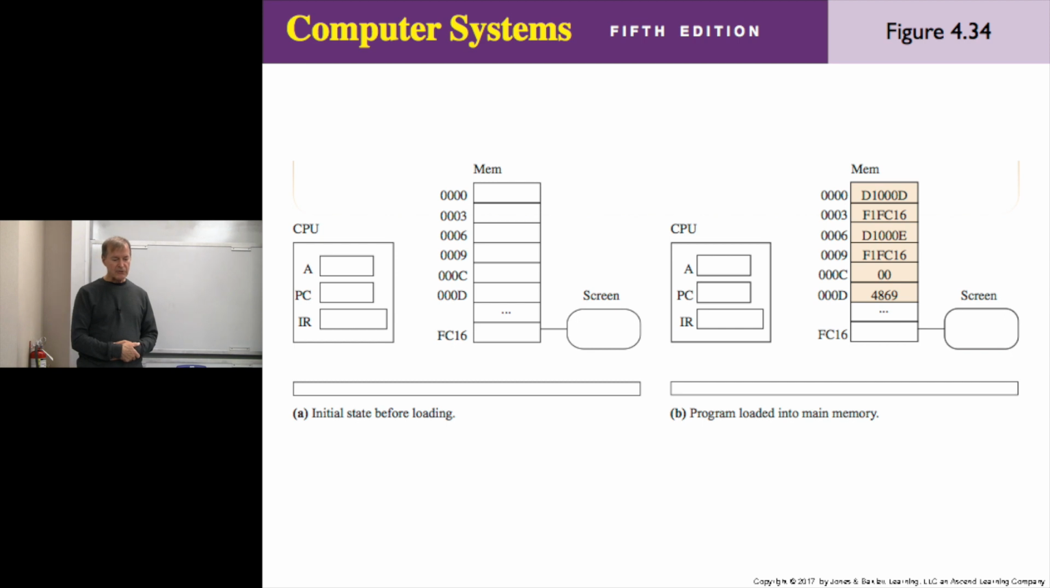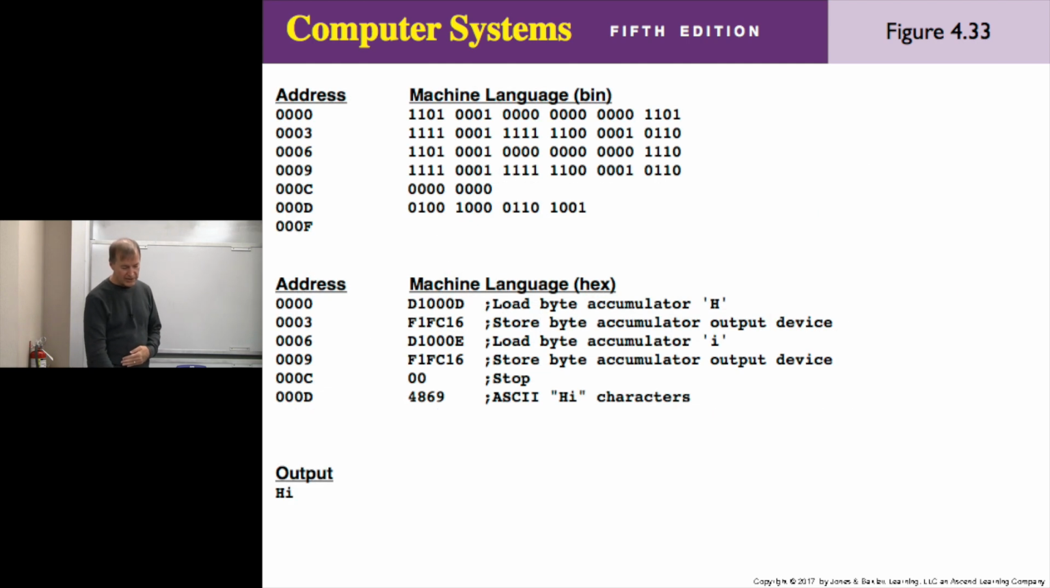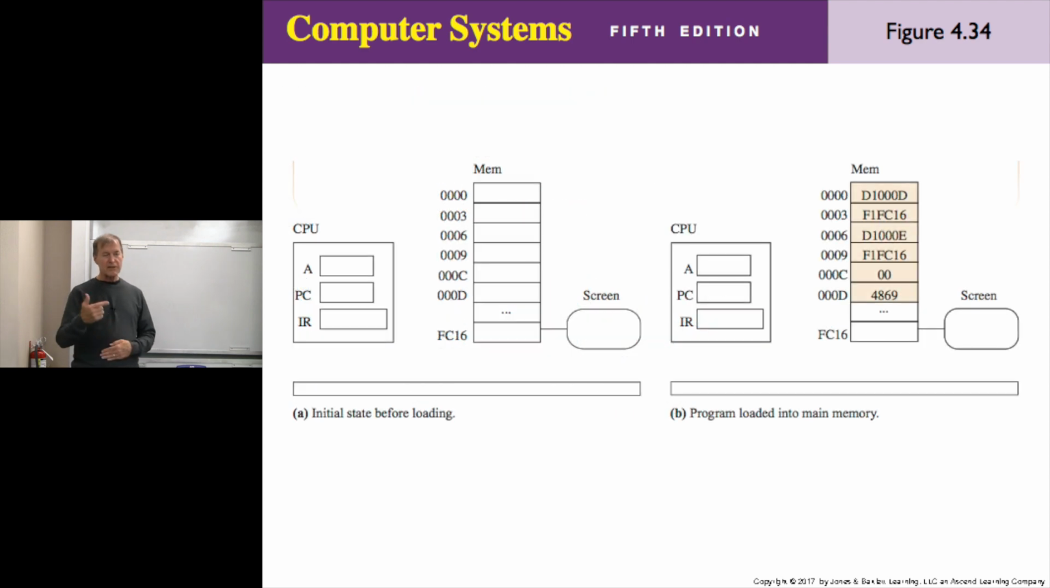In figure 4.34 part B, you see at mem sub 0000, the content is D1000D. So if you go back here, that is the first instruction of the program. It's the function of the operating system loader to do this. That has to happen before you start the von Neumann cycle to execute the program. Is everybody clear? That's a separate step outside this. The program and all of its associated data has to get into main memory somehow.